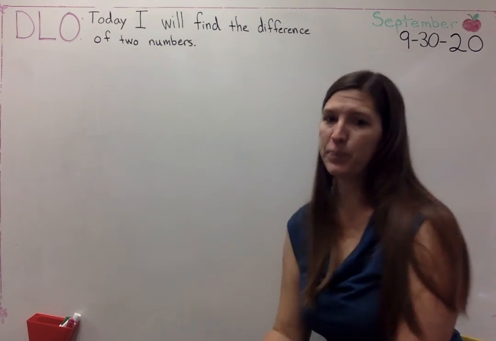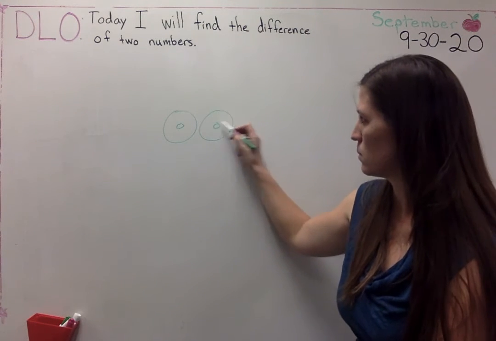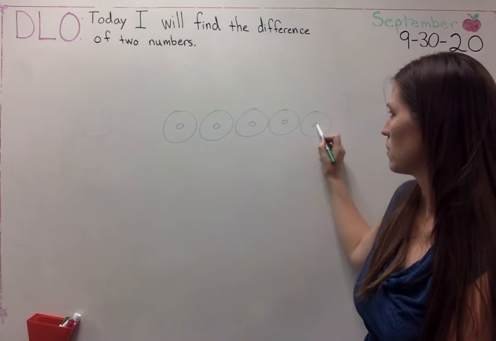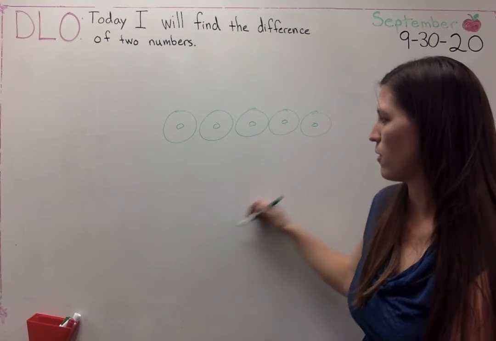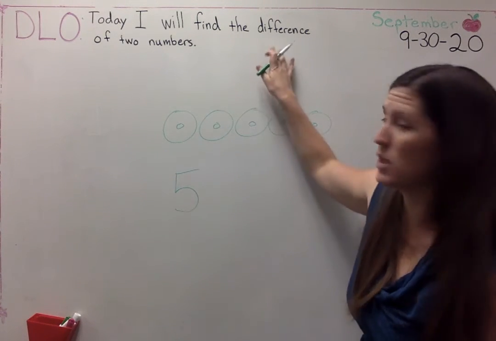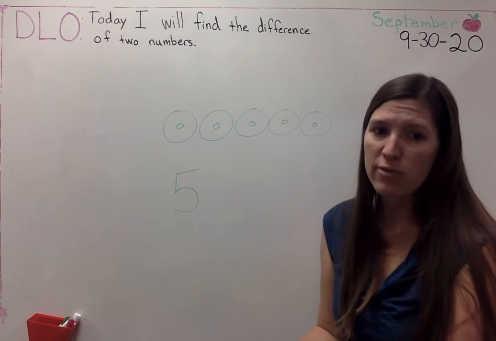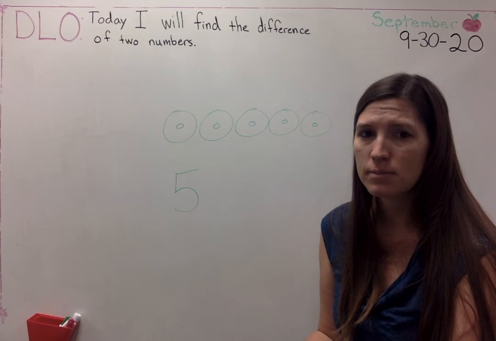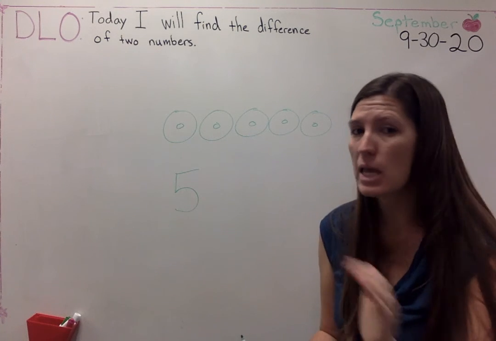Last example. I had 5 donuts. 1, 2, 3, 4, 5. I have 5 donuts. I'm looking for my difference. I decided to save them for another day. How many did I eat? 0. I saved them. I didn't take any away.